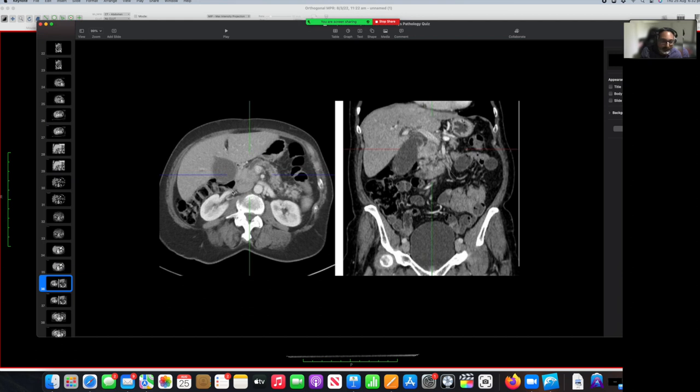All right, now that is a tumor in the head of the pancreas. And that has blocked the bile duct. And that is the enlarged bile duct. And that is the enlarged gallbladder. And that's the pancreatic mass right there. And it would have obstructed it further down.